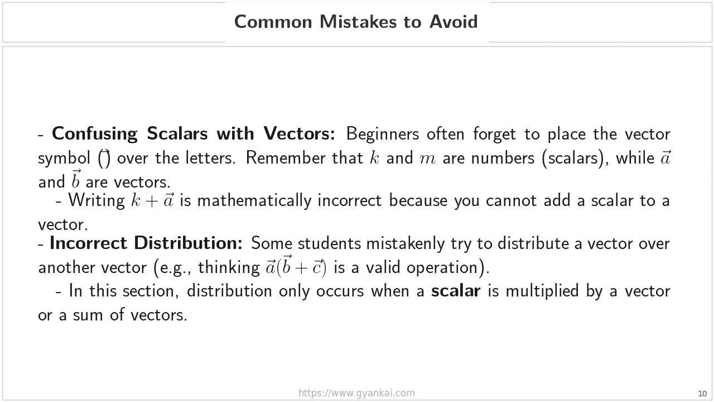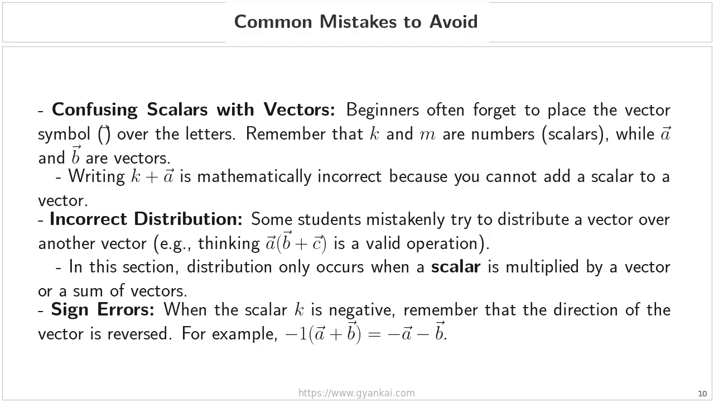Second, watch out for incorrect distribution. In our previous slides, we looked at how a scalar can be distributed over a sum of vectors. However, some students mistakenly try to distribute a vector over another vector, writing something like a vector multiplied by the quantity b vector plus c vector. Please remember, in the context of the distributive laws we are studying today, distribution only occurs when a scalar is multiplied by a vector or a sum of vectors.